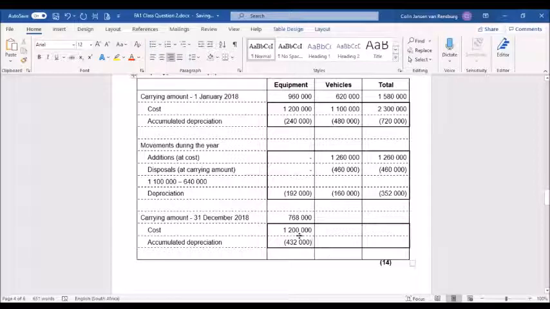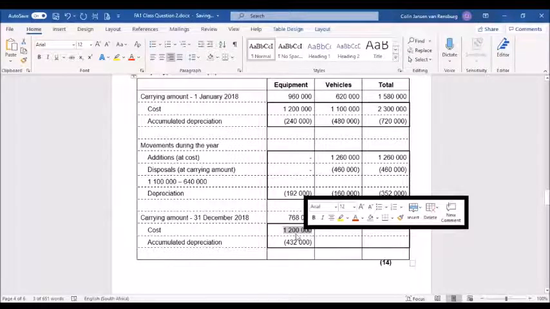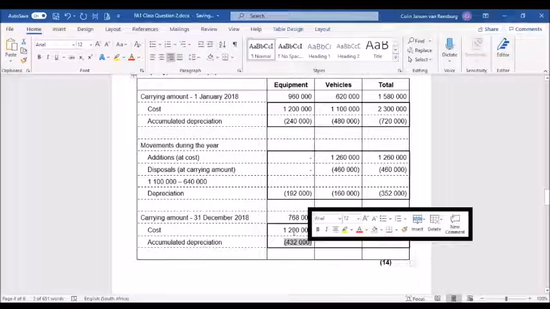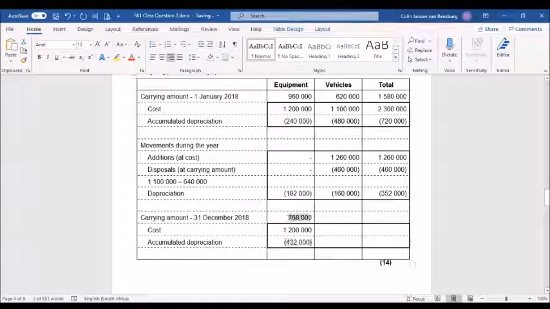Okay, and then just to double check, ladies and gents, that we haven't made a mistake, what are we also going to do? We're going to take the 1,200,000, the cost at the end of the year, minus the accumulated depreciation at the end of the year of 432,000, and that must also give us 768,000. If it doesn't, ladies and gents, then it means we've made a little error somewhere.